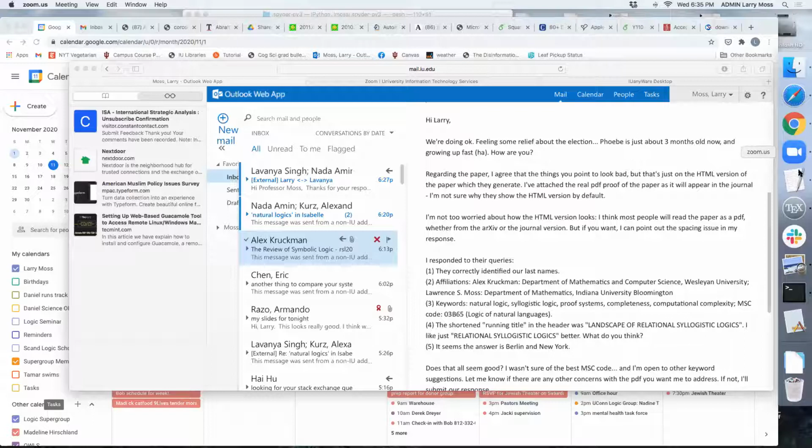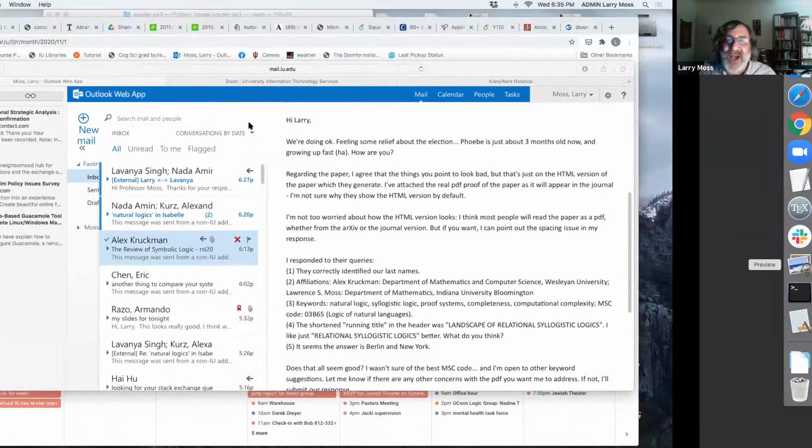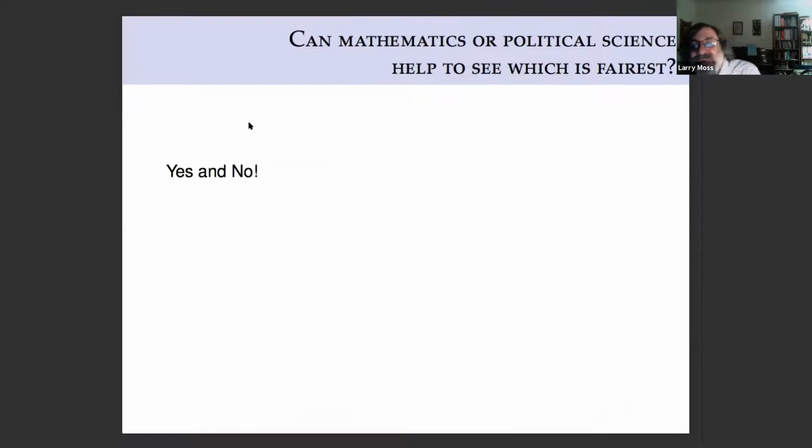Let's go back to this. Okay, so I want to ask the question just at the end whether math or political science could help to see which is the fairest way to do an election. So one thing that I thought of doing and just didn't think we would have time to do would be to actually have an election about elections. So I would ask your opinion as to whether you think plurality voting, the one we usually do, is more fair than the Borda count or more fair than the Hare system.